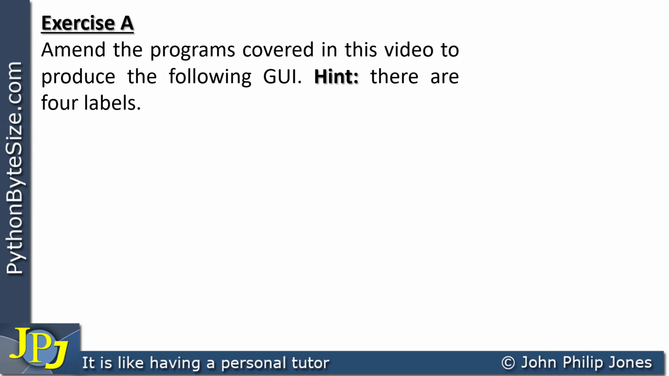Let me leave you with the following two exercises that I'll show the solution to in the videos that are coming up after this video. Exercise A says, amend the programs covered in this video to produce the following graphical user interface. It gives a hint to say there are 4 labels. Well, let's have a look at the graphical user interface. And you can see there are 4 labels, red, green, blue, and a black label. And you can see they are all round the center of the window, but of course they've all been anchored differently. So you've got to really work out what the anchor position would be for each of the labels.